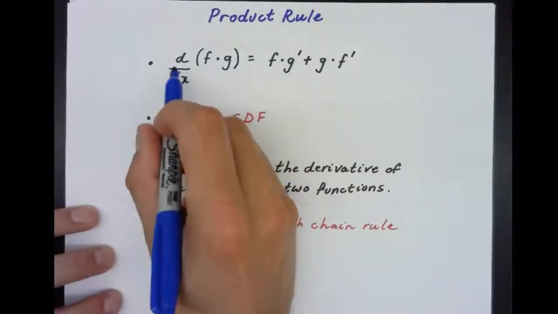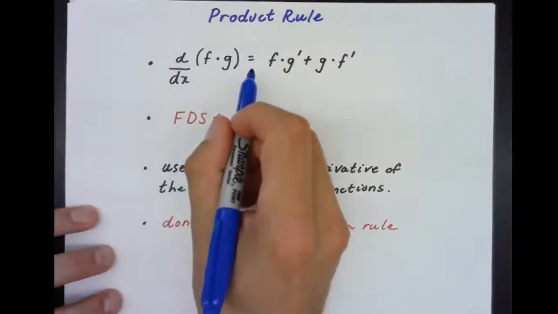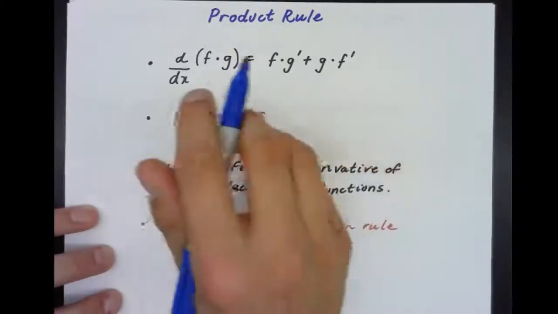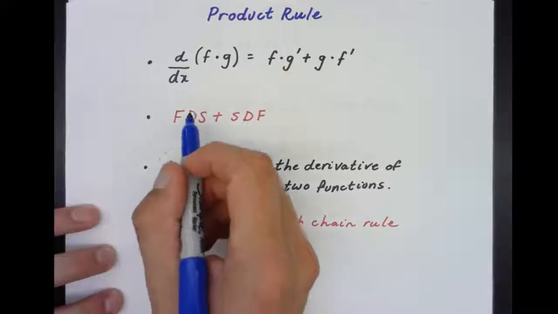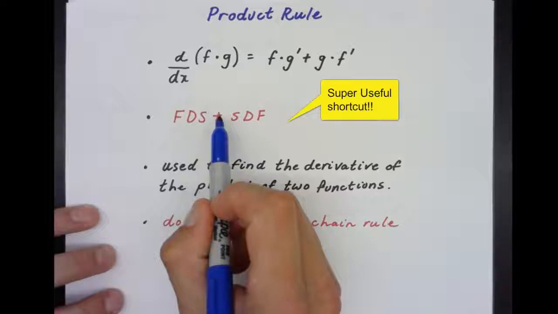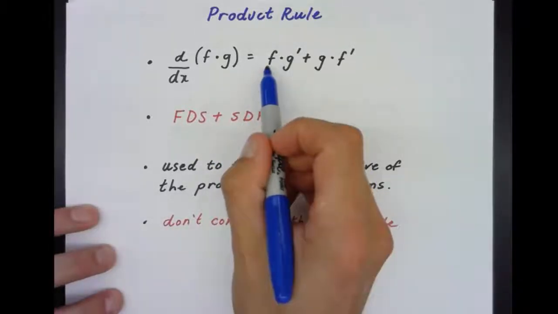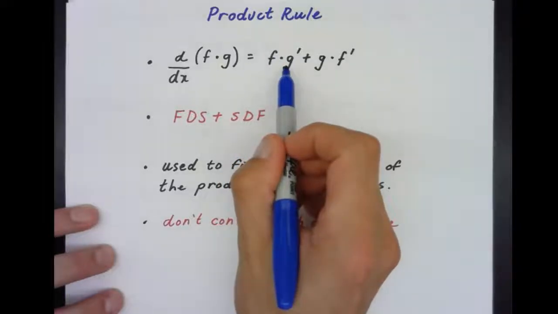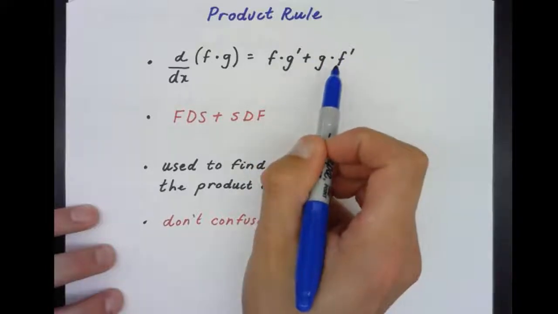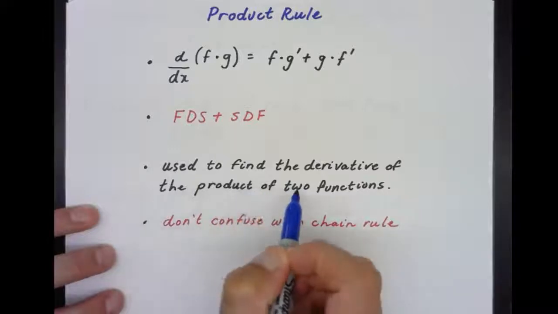Okay, so d dx of that combination of two different functions being multiplied is equal to f times g prime plus g times f prime, which to me I hate. I look at it this way. You take the first times the derivative of the second plus the second times the derivative of the first. So first times the derivative of the second plus second times the derivative of the first. Okay? We use this rule to find derivatives of the products of two functions.